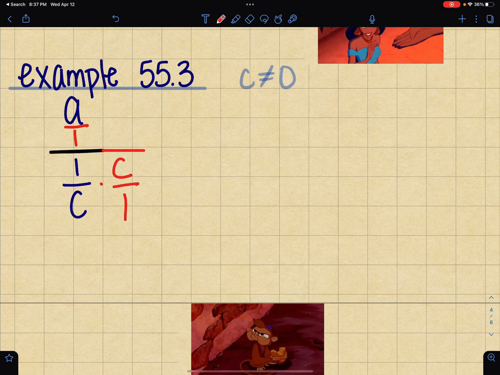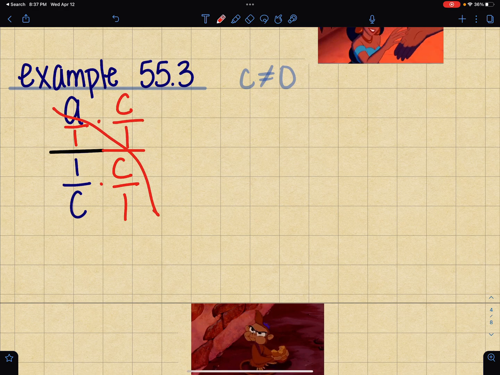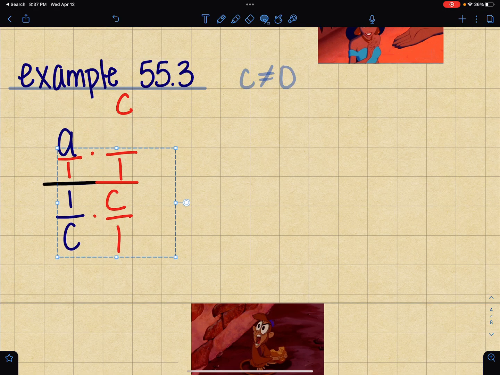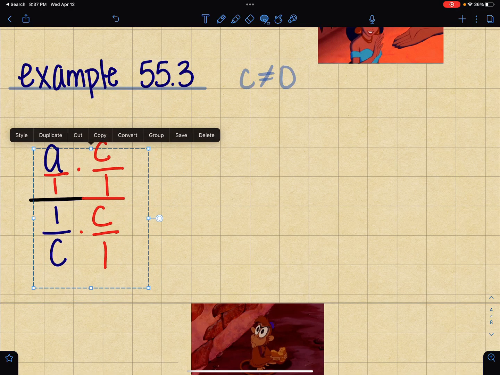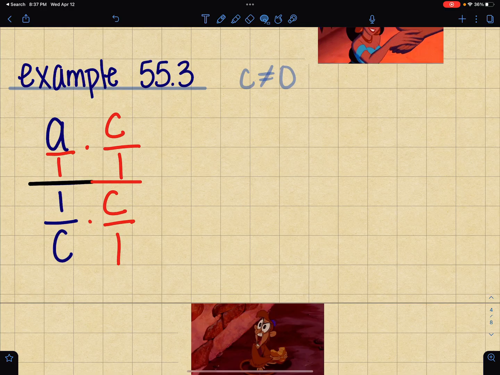And so that means I have to multiply the top, the numerator, by c over 1. Let me give myself a little more room. I got to bring that c. I don't want to leave that out. All right. What do we do with fractions when we're multiplying? We just multiply straight across. a times c is ac.